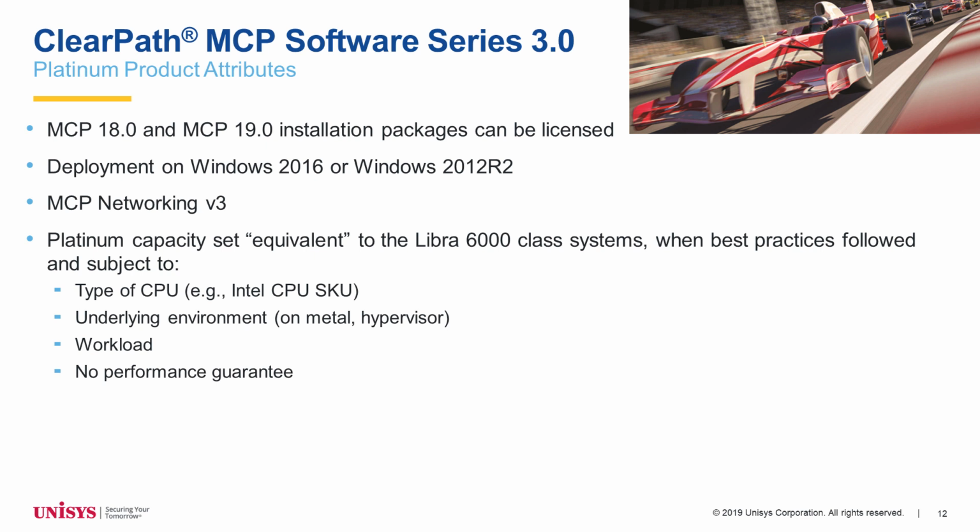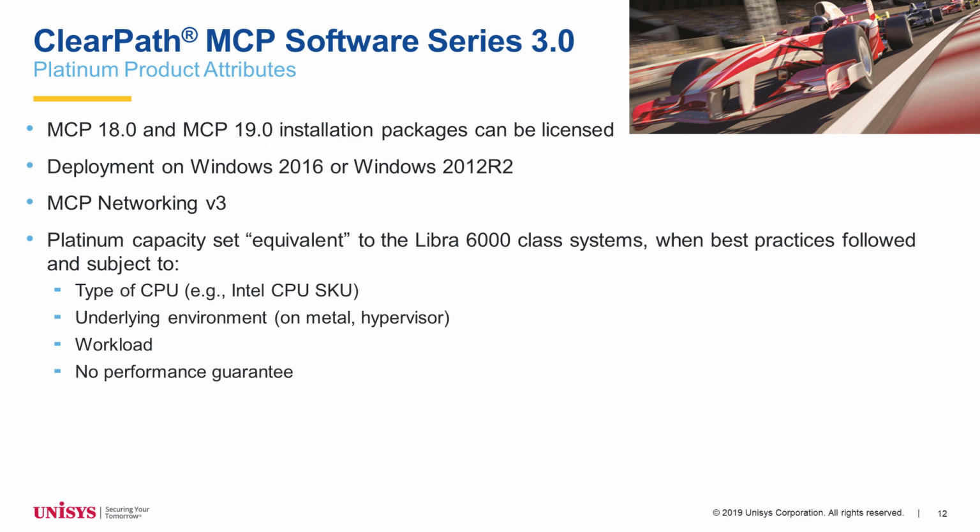ClearPath MCP Software Series 3.0 can be run on MCP 18 or MCP 19, and we have installation packages for either of those options. It can be deployed on Windows 2016 or Windows 2012 R2. We only support MCP networking v3, and what that means is native BNA is no longer supported.